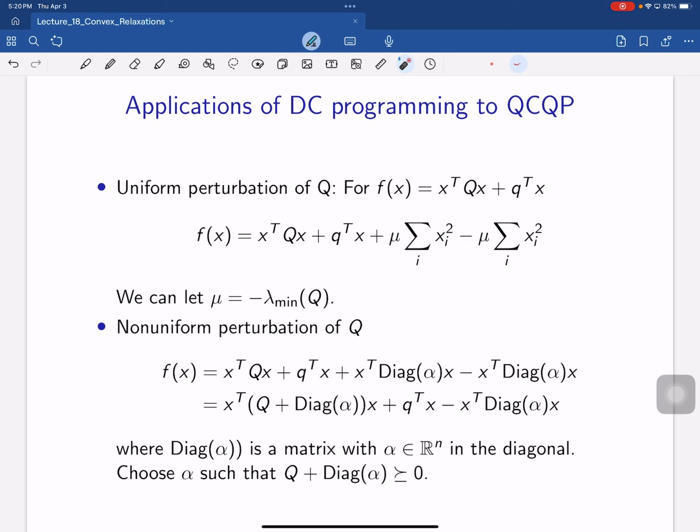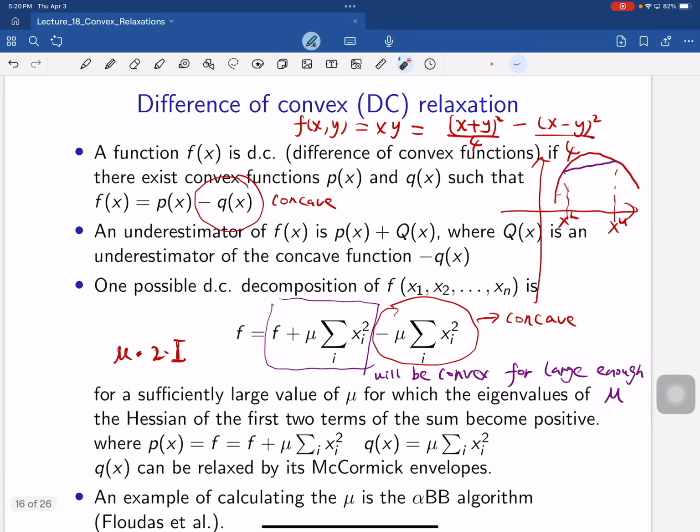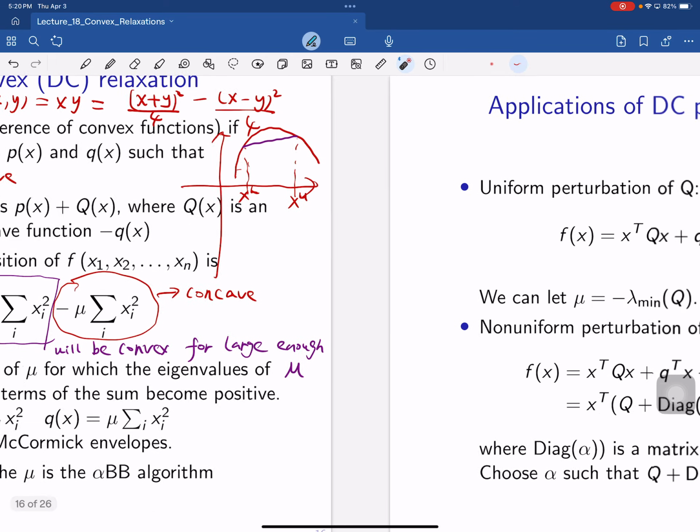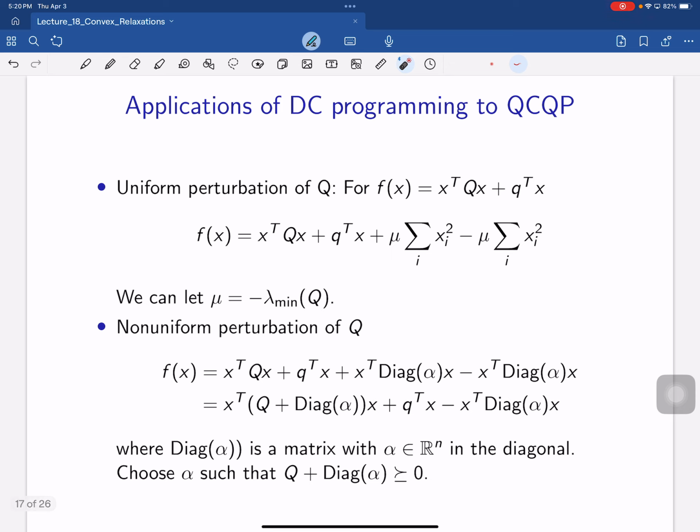If you're interested in general nonlinear programs, you can check this paper by Chris Floudas on the so-called alpha BB algorithm. Chris Floudas is also a chemical engineer working on global optimization. The alpha BB is a general way to derive good mu's for general nonlinear programming problems. But let's show some quick example on QCQPs, right?